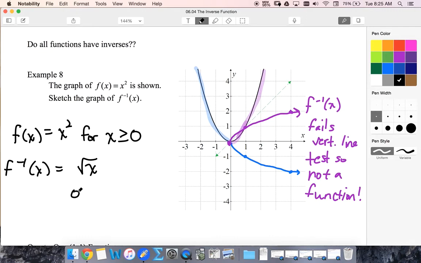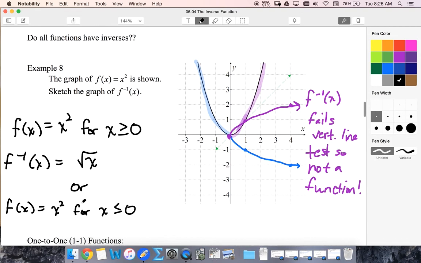Or I could say f of x is x squared for x less than or equal to 0. And really I could have said less than or equal to negative 1 or anything, but I can go all the way to 0. If I said less than or equal to 1, then I would fail the horizontal line test again and not have a function. So we pick the maximum domain we can.